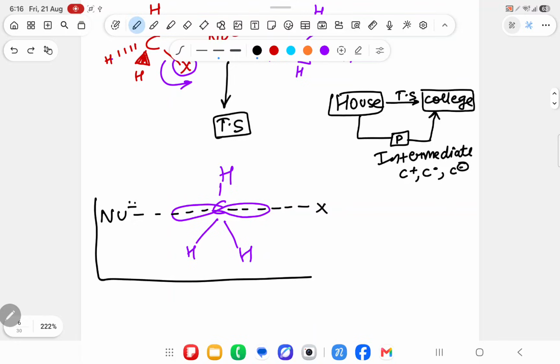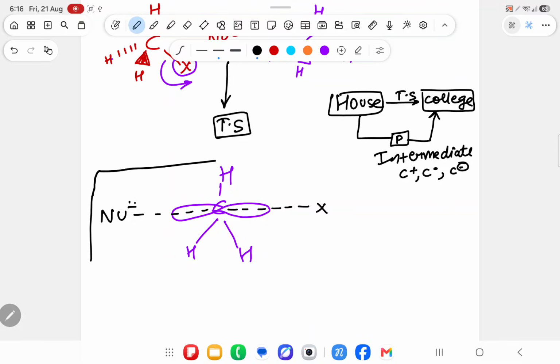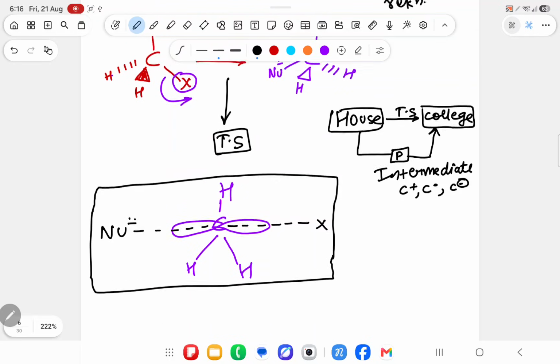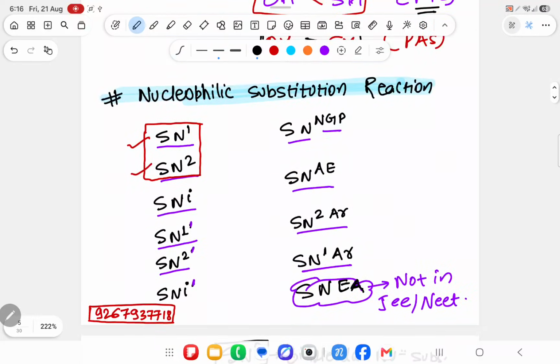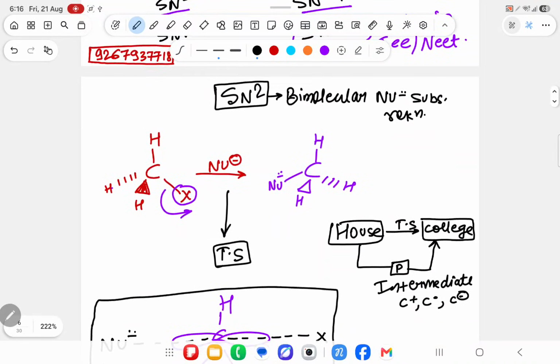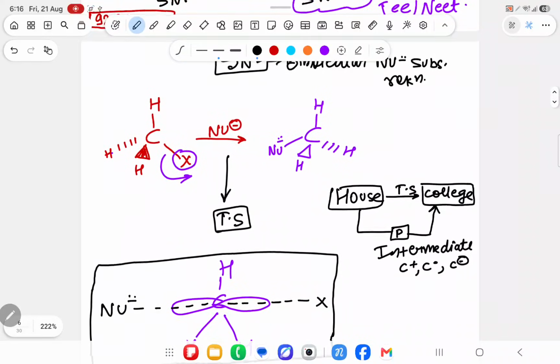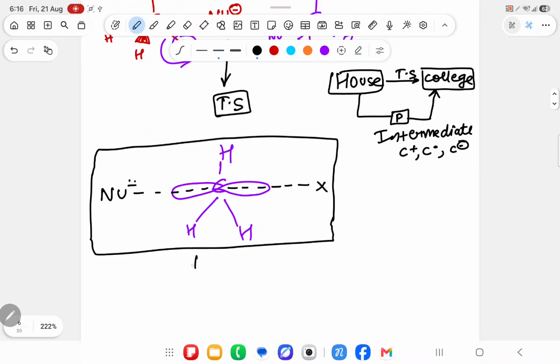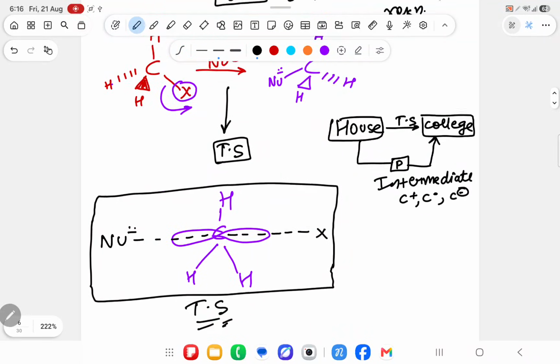Again, just wait. First of all, you understood what polar protic and polar aprotic solvents are. After that, you understood what nucleophilicity means. After understanding nucleophilicity, I have dictated nucleophilic substitution reaction. In nucleophilic substitution reaction, the first topic is SN2, bimolecular nucleophilic substitution reaction. In this part, this is the transition state. In this transition state, X is leaving and the nucleophile is attacking.